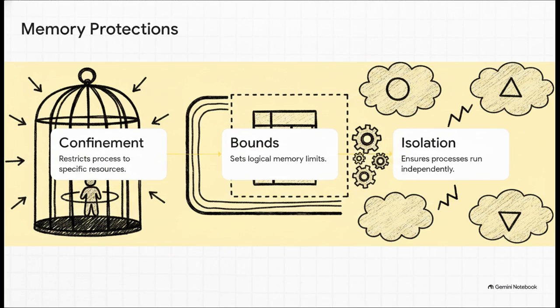Step 2, we establish bounds. This is where the operating system sets strict logical memory limits, defining the exact area where that process is confined. And finally, step 3, by enforcing those bounds, we achieve isolation. Isolation guarantees that if one process suddenly crashes or gets compromised, it won't interfere with the operating environment or go snooping in the memory of another application.